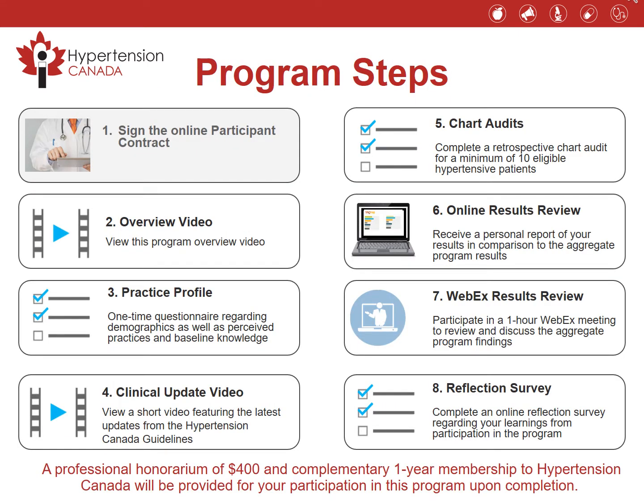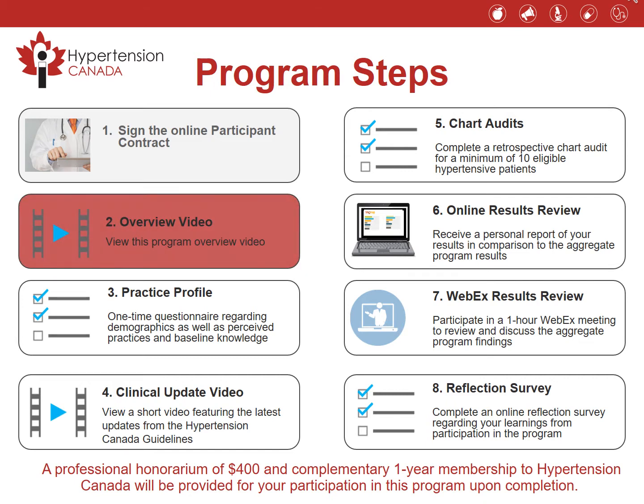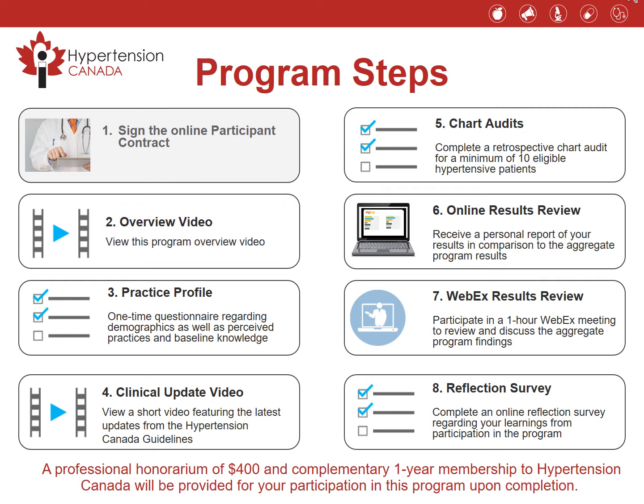Your participation will involve a total of 8 steps. Each of these steps, with the exception of the WebEx results review, will be completed on the VivoMap platform. The first step was to sign the online participant contract, which you have already done. The second step is to watch this overview video.